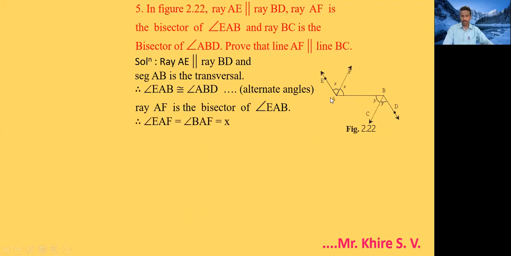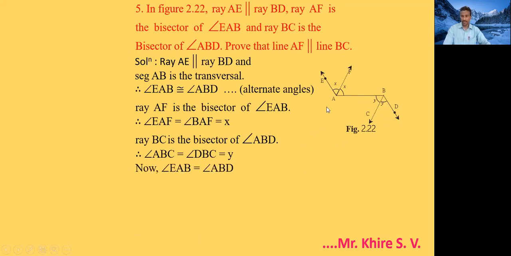Therefore, angle EAF and angle BAF, suppose each is equal to x. In the figure you can see x. Angle EAF is equal to x and angle BAF is also equal to x, since AF is the angle bisector. Now ray BC is the bisector of angle ABD, so angles ABC and DBC are congruent. Suppose angle ABC is equal to angle DBC is equal to y.